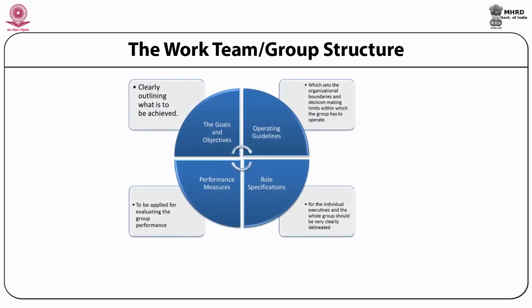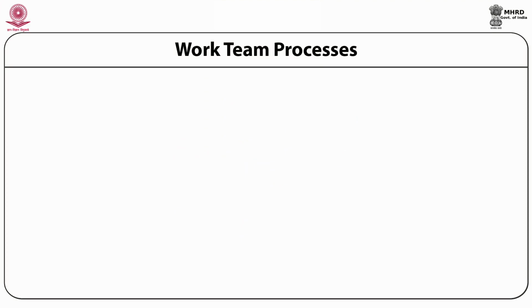The work team and the group structure, thus, should carry out or encompass or outline clearly the goals and objectives of the group, the operating guidelines, the performance measures, and the role specifications. Work team processes.